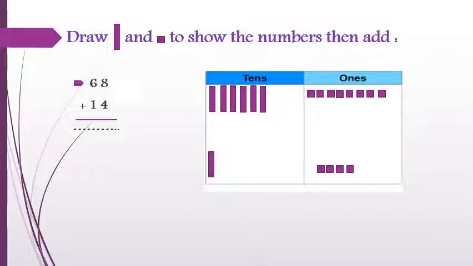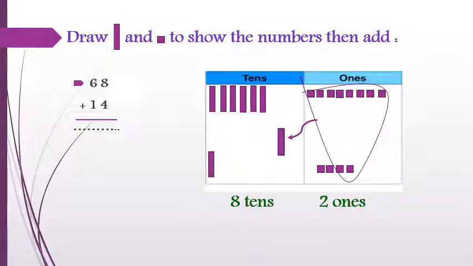How many ones here? 1, 2, 3, 4, 5, 6, 7, 8, 9, 10, 11, 12. So now I can regroup 10 of them and exchange them to be one block of 10. Then start counting. I have just 2 ones, and how many tens here? 1, 2, 3, 4, 5, 6, 7, 8. I have 8 tens. So the number will be 82. Then 68 plus 14 equals 82.